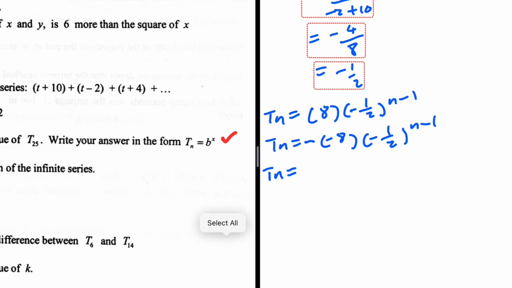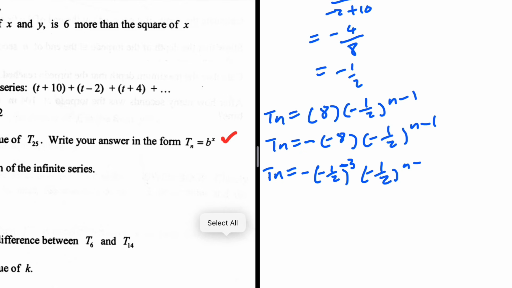So minus 8. So this is minus 1 over 2 to the power 3. Let me just verify that with my calculator. So minus 1 over 2 to the power 3 is minus 1 over 8. So let me try minus 3 there. It gets confusing sometimes. Minus 3 will give us minus 8. So yeah, that is completely fine. We're supposed to write minus 8 as minus 1 over 2, everything to the minus 3, times minus 1 over 2 to the power n minus 1.